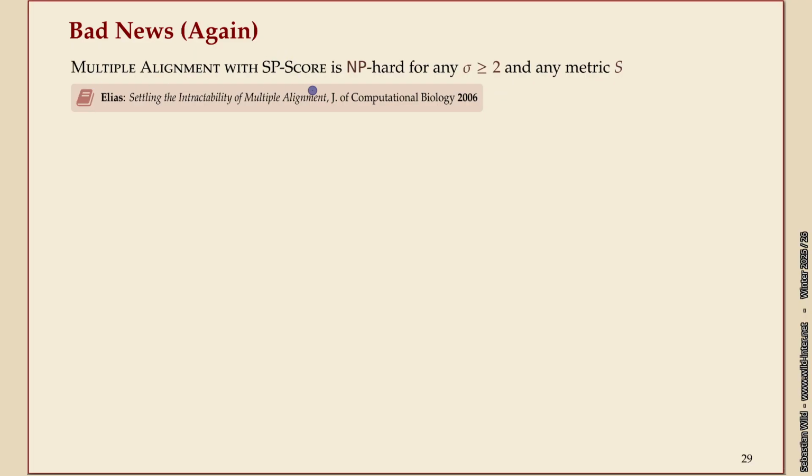whatever edit distance score you take, whatever pairwise sequence score S that you take, as long as it's a metric, and whatever alphabet size you have, as long as it's 2 letters, then the problem to find the best possible alignment, where the number of strings is part of the input and the thing you optimize is the SP score, is an NP-hard problem.